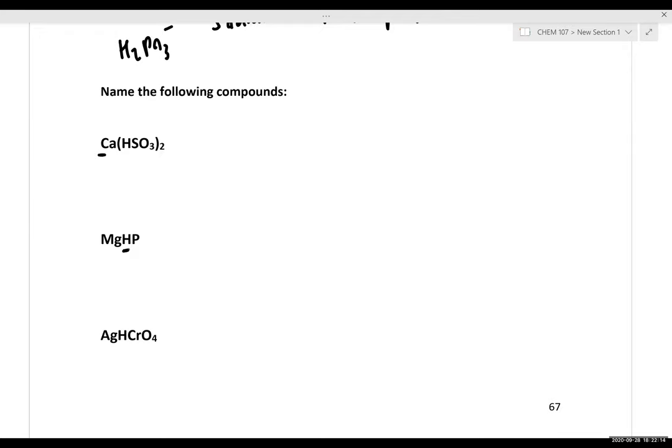Professor, and the last one, the silver hydrogen chromate. Yep, we are adding only one hydrogen. Why doesn't chromate have a negative charge? One negative charge. It does, but the silver has a plus one charge. So together, the net ionic compound is neutral. Oh, okay, I forgot about the silver. Thank you. No problem at all. And we'll discuss these examples in about another minute to a minute and a half.